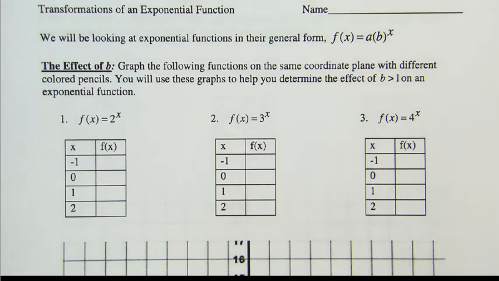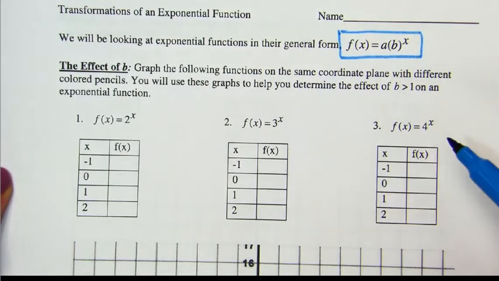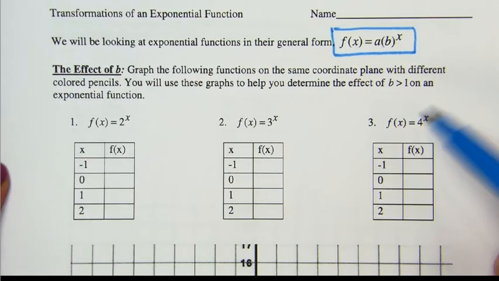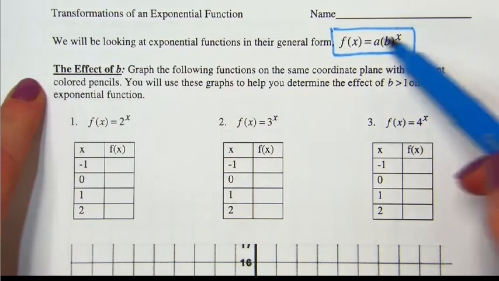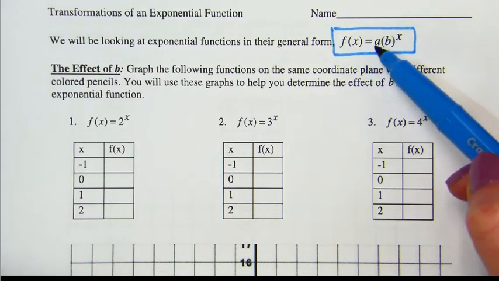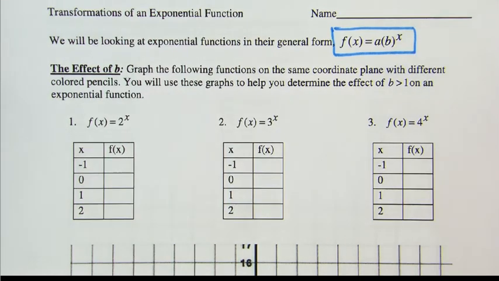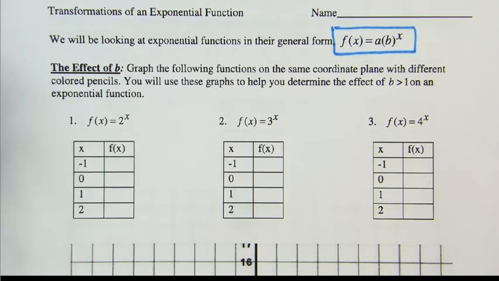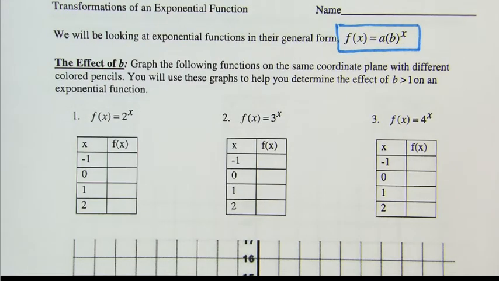So the first thing I want you to take a look at is this equation right here, this format. This is the exponential function general form. And what we have is f of x, or y, equals a times b to the x power. This looks very similar to our explicit rule for geometric sequences. So keep that in mind as we work through this.